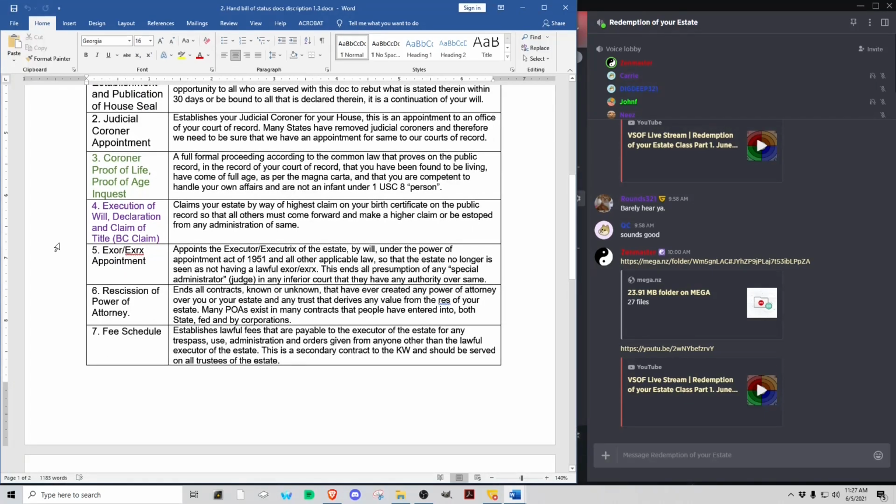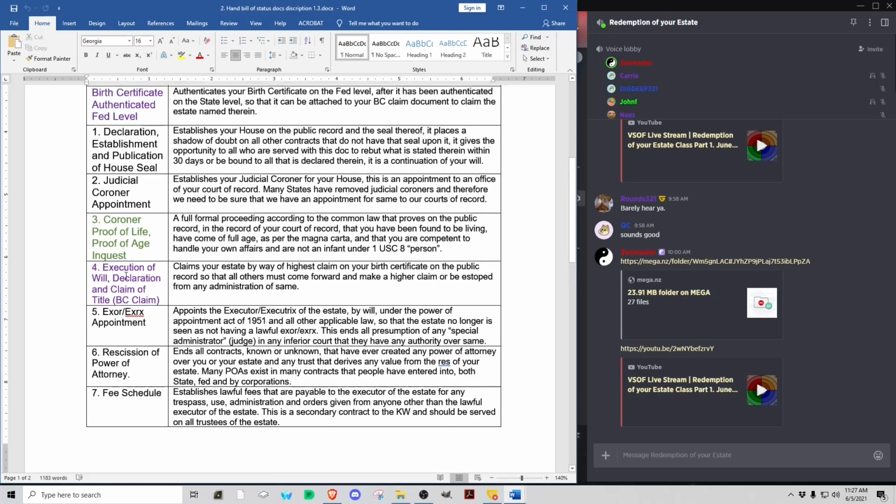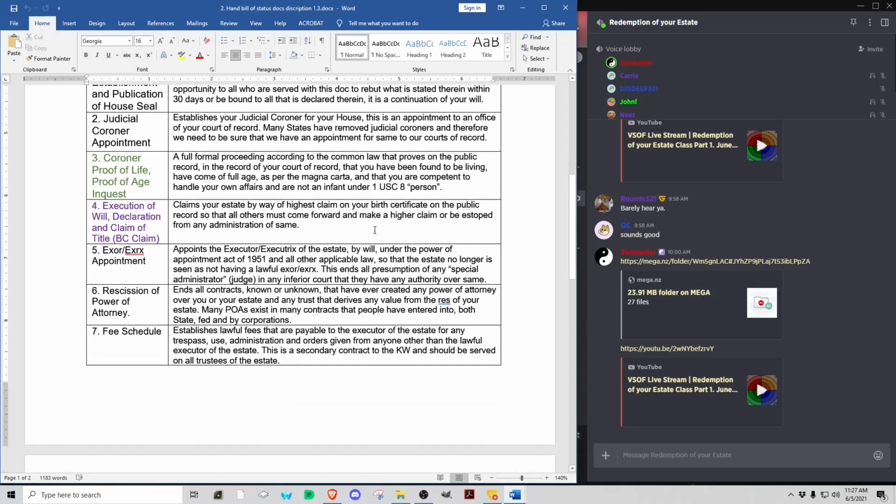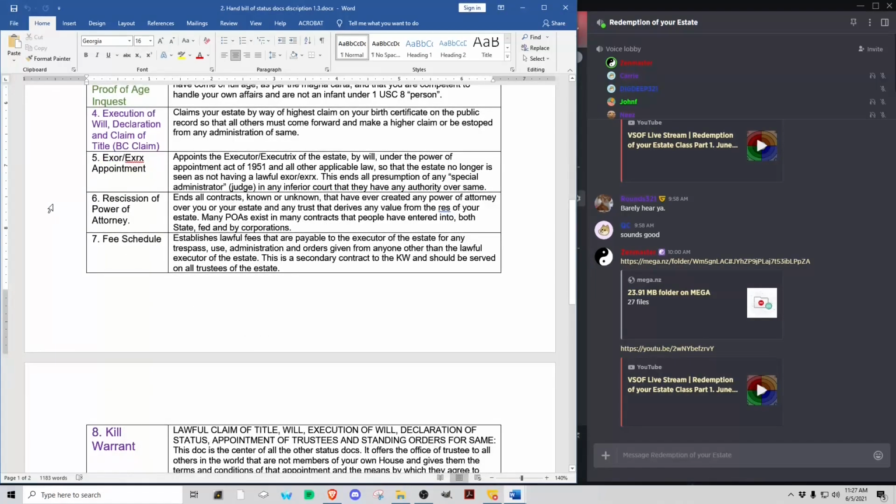Number 4 is the execution of will, declaration, and claim of title, which is what we call the BC claim. This is the most important one that gets attached to the BC authentication when you get back from the feds. It claims your estate by the highest claim of your birth certificate on the public record, so that all others must come forward and make a higher claim, or basically be stopped from any administration of that estate. So you're correcting it by your own will, which is important because what they've done is probated everybody's will.